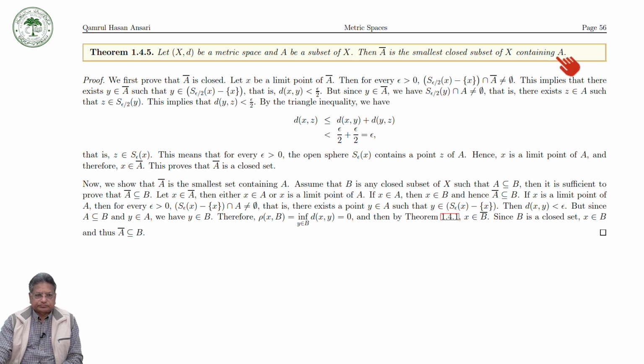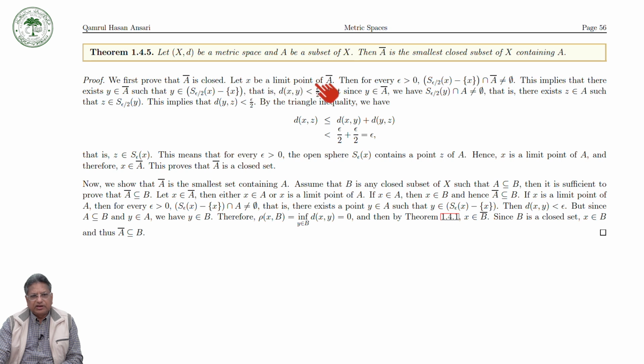So this is the main thing. The result says: let (X, d) be a metric space and A be a subset of X, then the closure of A is the smallest closed subset of X containing A. First, there are two things. One, we have to prove that the closure of A is a closed set, and then we have to prove that the closure of A is the smallest closed set containing A. So first we prove that the closure of A is closed. To prove that this is a closed set, we have to prove that every limit point of this set lies in this set.